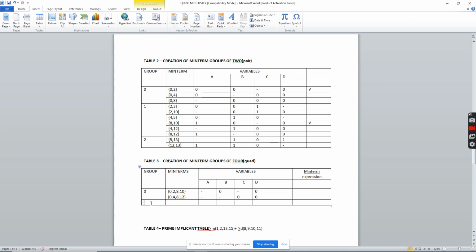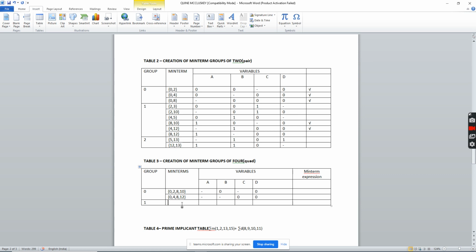Next, I'll be creating the next group. Are there any possible combinations? 0, 8, 2, 10, it's already done. 0, 8, 4, 12 is already done. So I'll be putting a tick mark here along with here and here. So that is done.